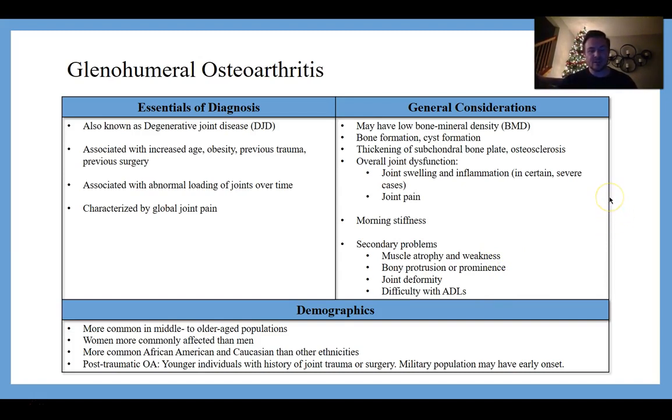Women are more commonly affected than men. It's more common in African American and Caucasians than other ethnicities. And then post-traumatic osteoarthritis. So these might be younger individuals with history of joint trauma or surgery. We're talking about people who've had an anterior shoulder dislocation, as we mentioned earlier. Later in life, they might develop earlier onset of OA. And military population may have an early onset as well because of their labor-intensive jobs and combat and things like that.